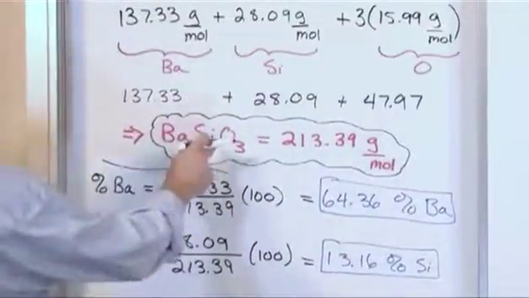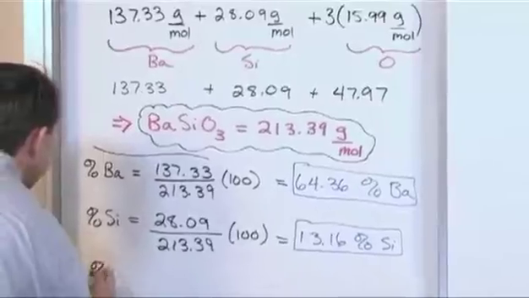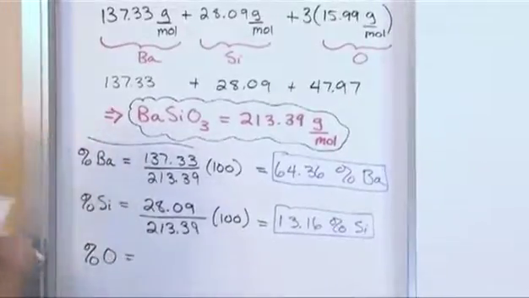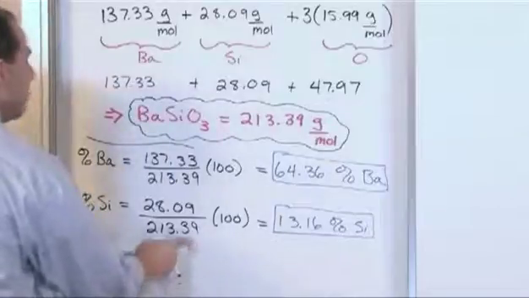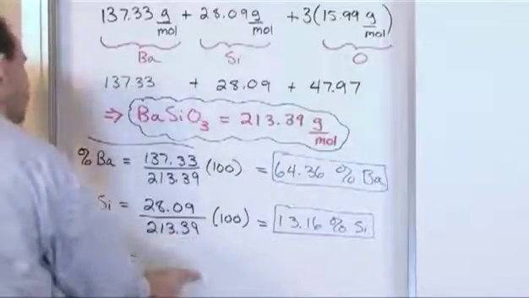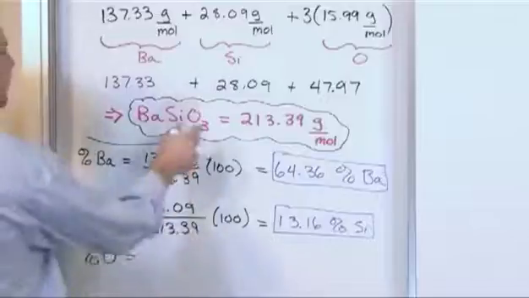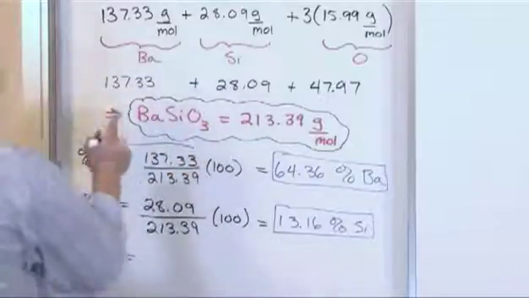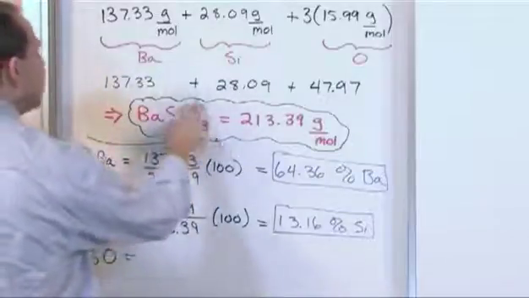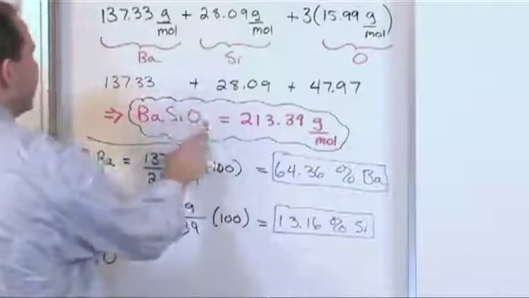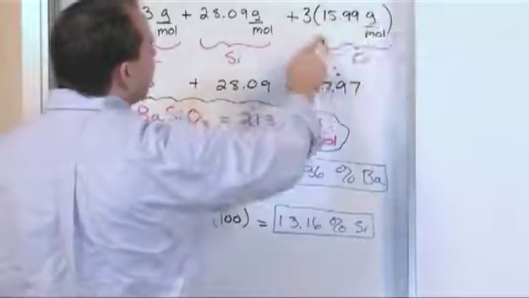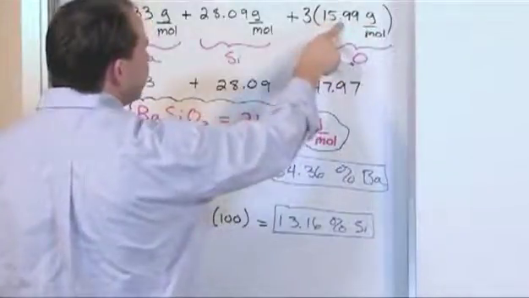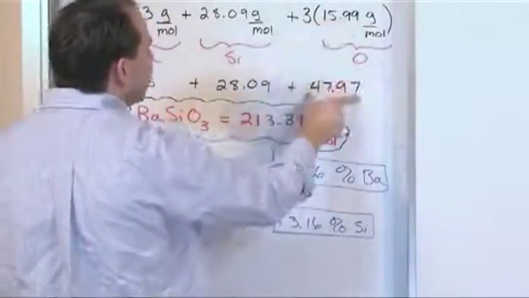Let's go and do the final thing for oxygen. So the percent oxygen. Now, don't forget what we're doing. On the top, we're putting in how much oxygen is in the compound. On the bottom, we're putting the total mass of the compound. So when we figure out how much mass of oxygen is in the compound, we need to include the fact that there are 3 atoms here. So that's why we did the math this way. 3 times this mass that we get from the oxygen on the periodic table gives us 47.97.